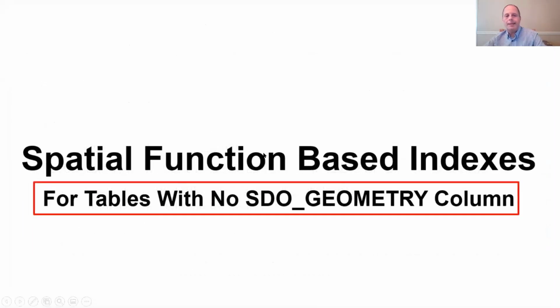One of the key things we talked about was attribute clustering to store points. But I said to do that, you have to store your points as an X column and a Y column, not as a geometry. Well, how do you create an index on that if I don't have a geometry column? This is going to show you how to do that. Spatial function-based indexes for tables with no geometry column.